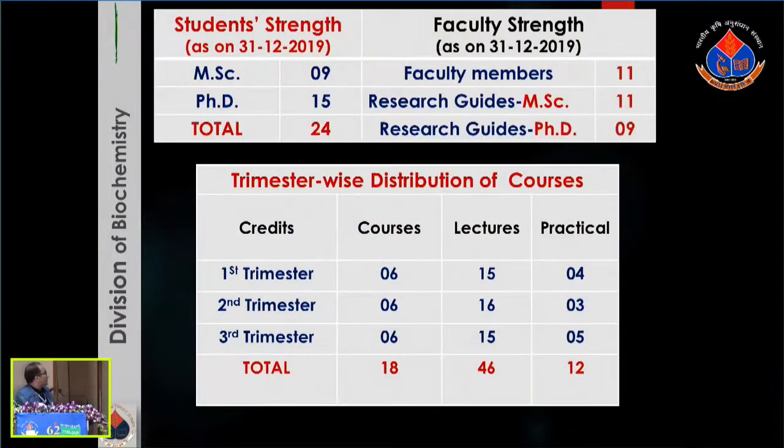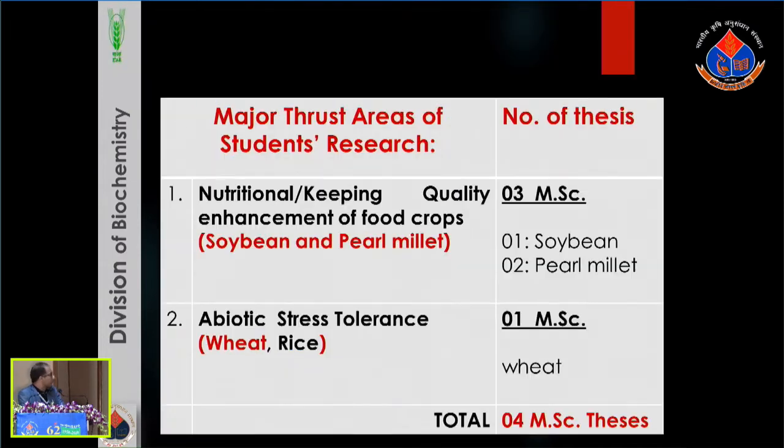So, we have a very small faculty. In total, we are 11 faculty members. Out of that, 9 are eligible for guiding the PhD students. And student strength at present is MSc 9 students and PhD 15 students. And trimester wise, we have a breakup of various courses like this.